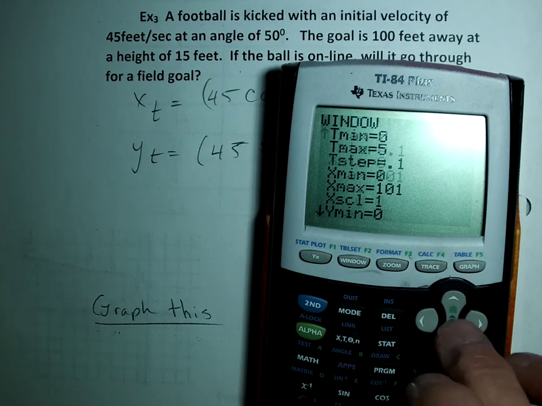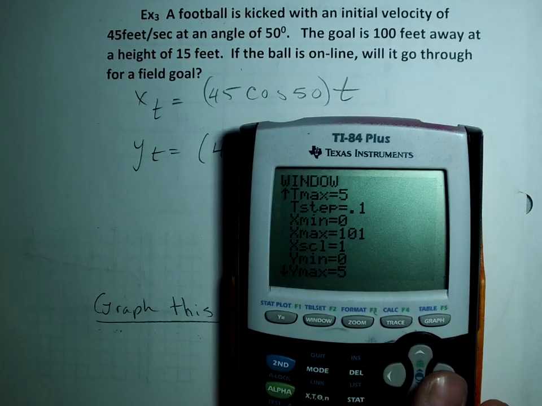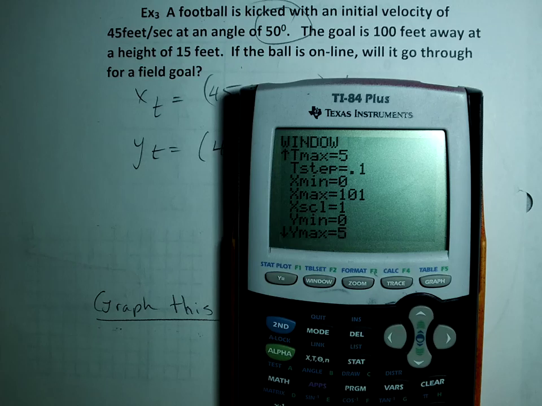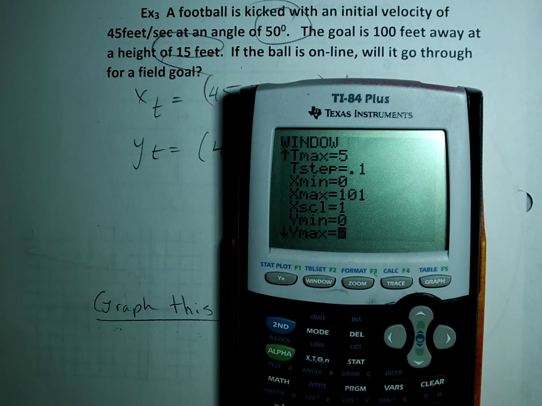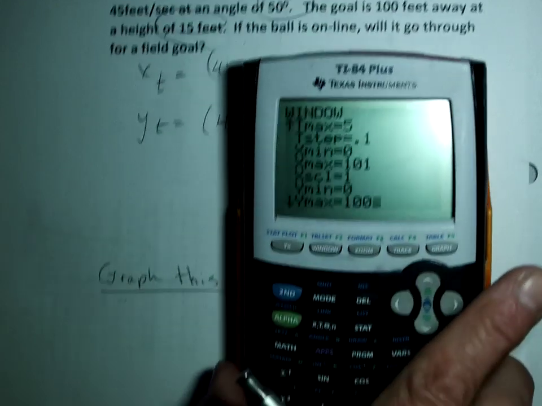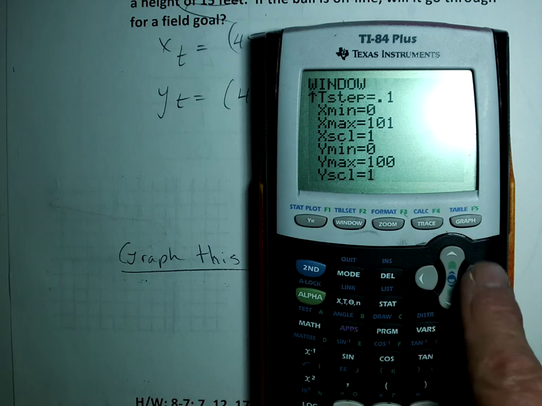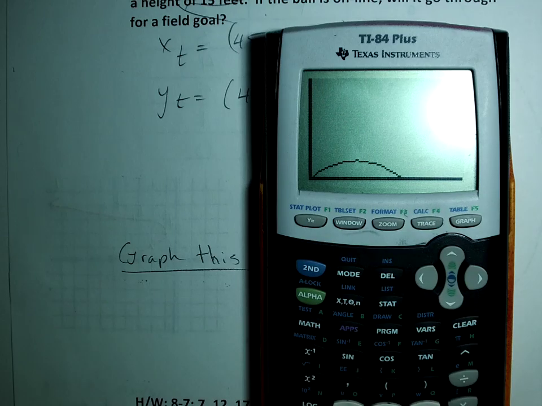Minimum 0. How high do you think we're going to kick the ball? 15. Well, it's going to be at a 50-degree angle. It says at a height of 15. Right, that's the goalpost. I'm going to try 100 and see what happens, okay? Guys ready? Set. Okay, and I'm going to kick the ball. You ready for me to kick the ball? Yes. Ready, set, boom. There goes the ball.